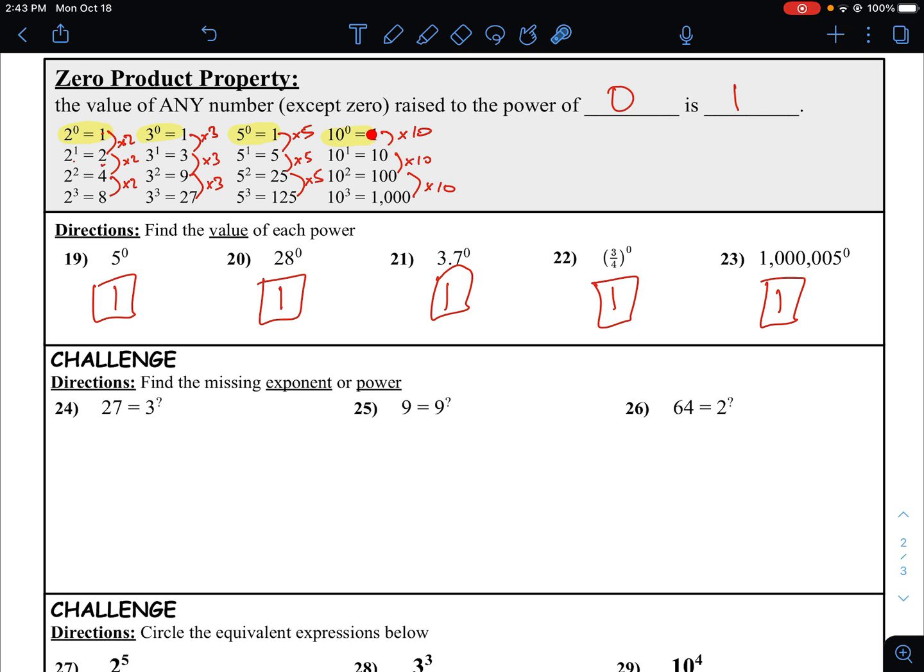If this was 0, if you had 0 times 10, that equals 0 again. So that wouldn't work. So basically, if you work backwards, you'd be dividing by 10. Anyways, that's how you get anything to the 0 power equaling 1.